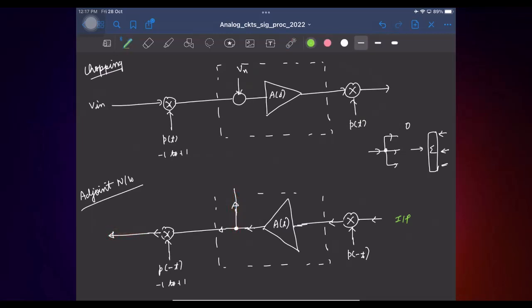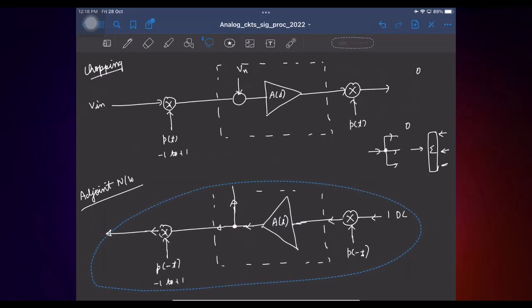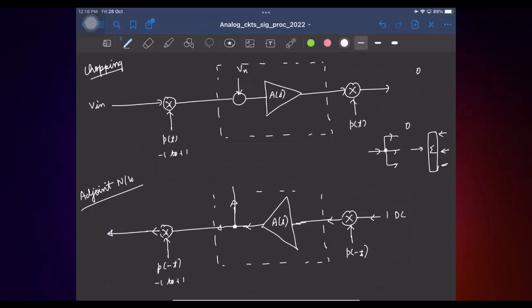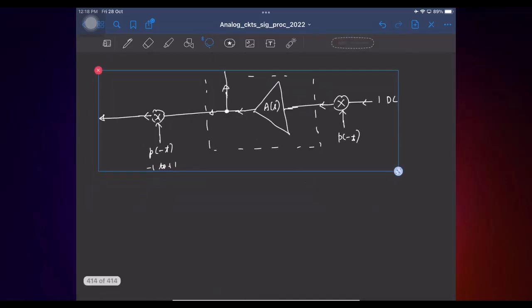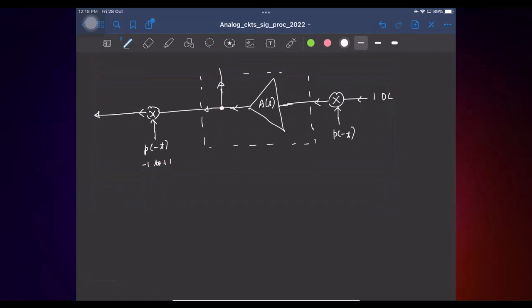And I was interested in finding what comes at DC in the output. So what should be the excitation? It should be whatever, 1 volt or 1 amp DC. It's just a DC, 1. So let me take it to the next page. Great. So I apply 1 volt signal here, or 1 DC.